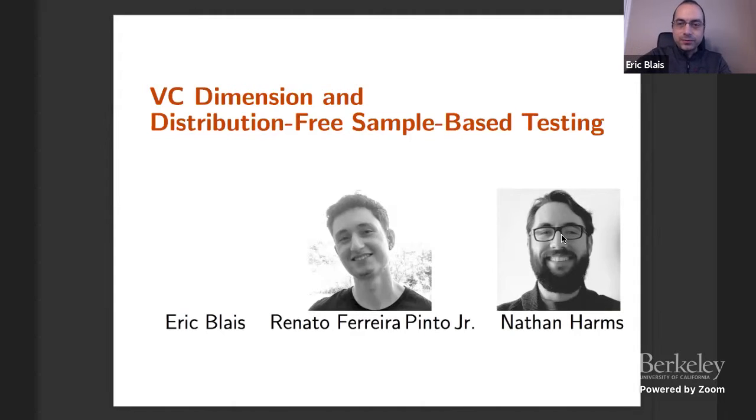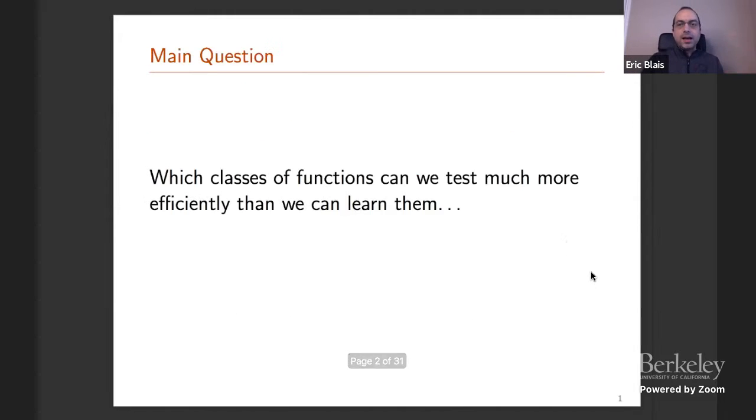But let's first talk about our topic. I want to talk about one of the most basic questions that's driven a lot of research in property testing, which is this very simple, general question: which classes of functions can we test more efficiently than we can learn? And ideally much more efficiently, asymptotically, or maybe polynomial factors better.